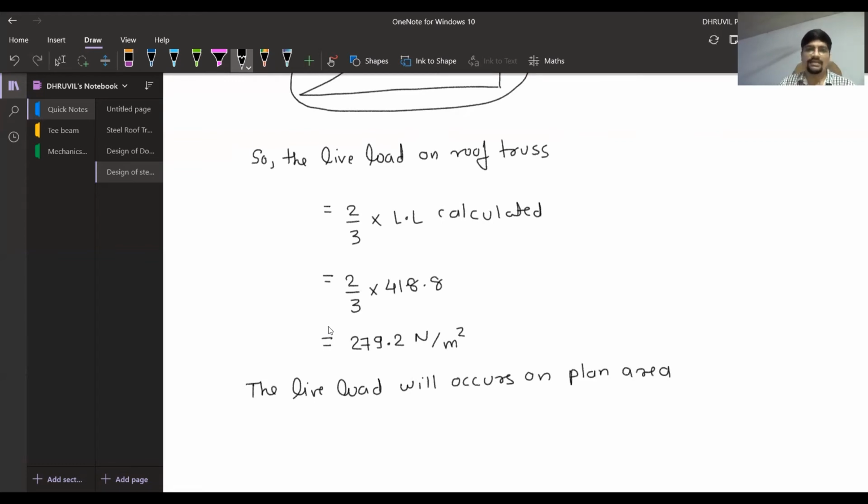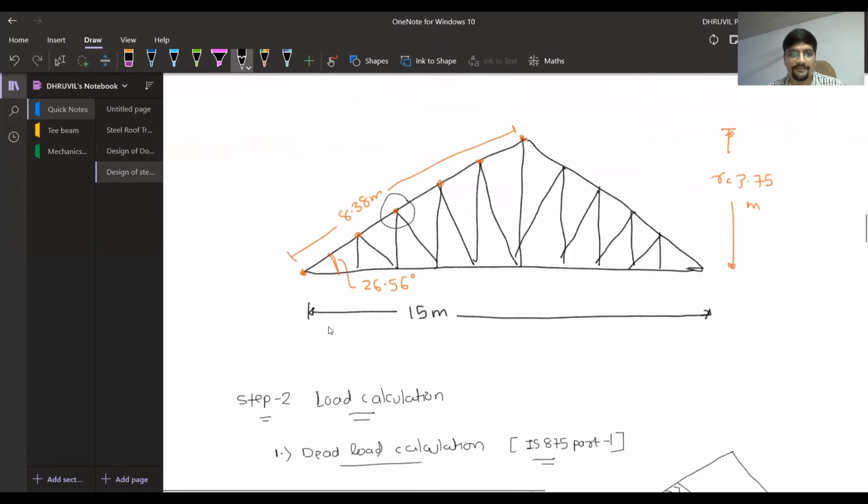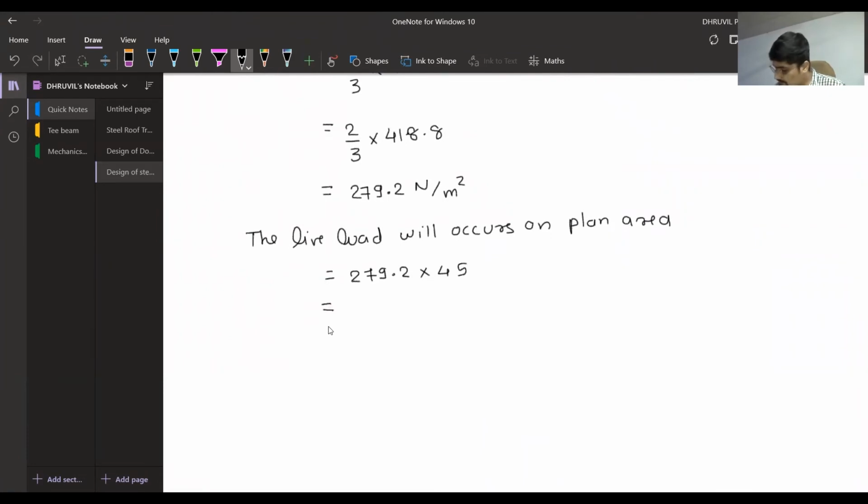And our plan area, as per the calculation of configuration, is 45 meters square. So 279.2 into 45 gives the total live load, which is 12564 Newton. We can write it as 12.56 kilonewton. This is our total live load on roof truss.